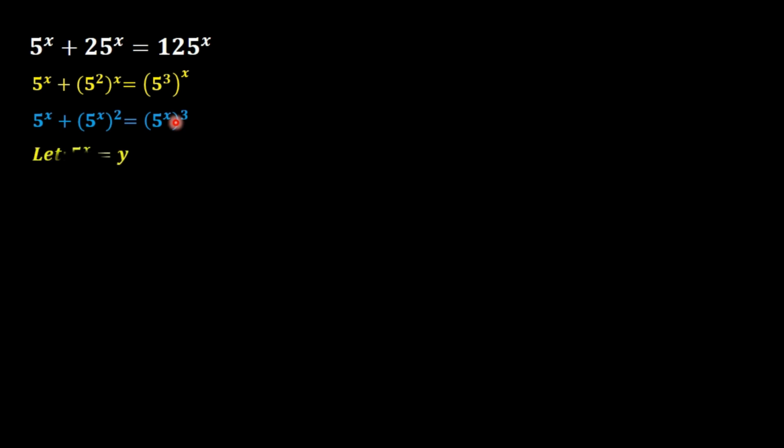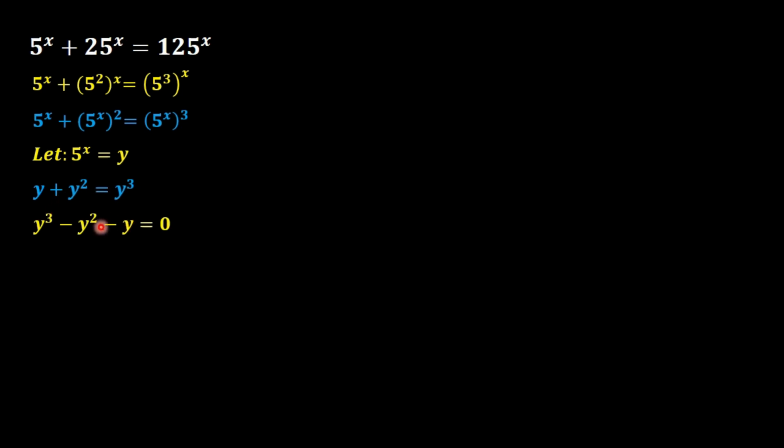Now let's consider 5^x equals y. So we should replace 5^x with y in this equation. As a result, we should get y plus y squared equals y cubed. Now in the next step, this y squared will move from one side to the other side of the equation.